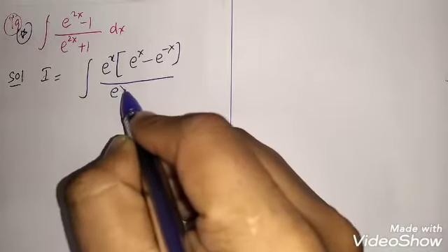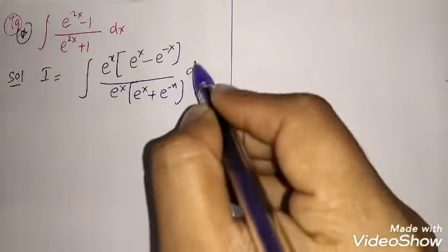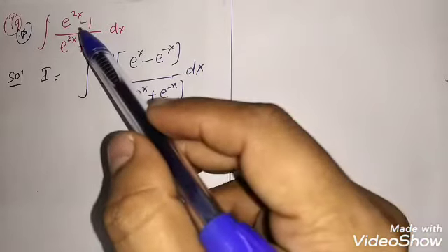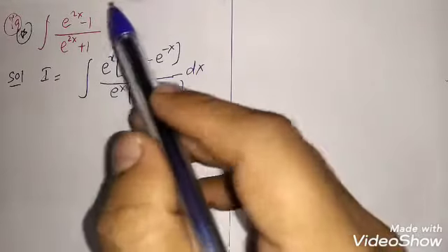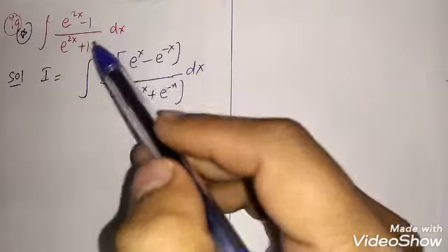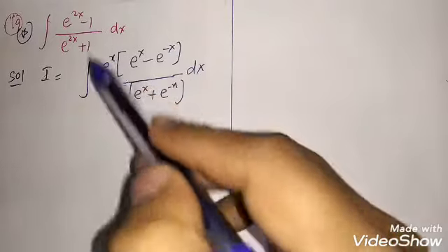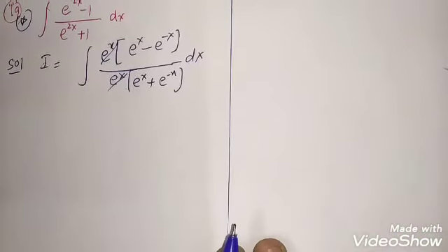e to the power x in the denominator. Some of you will find some difficulty in taking out common, so I am writing a simple thing: divide numerator and denominator by e to the power x. Or you are so intelligent that you can take out common e to the power x also. This e to the power x will be cancelled.